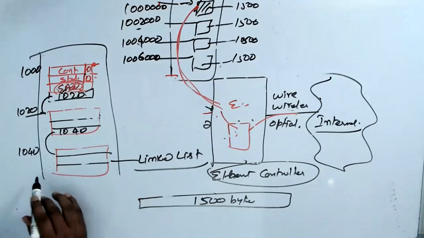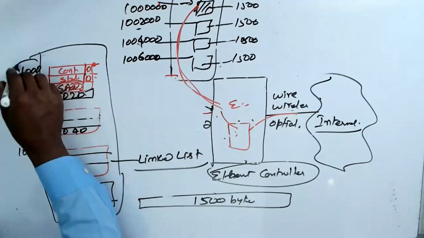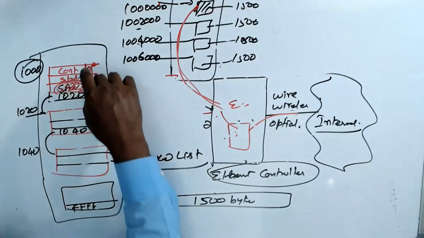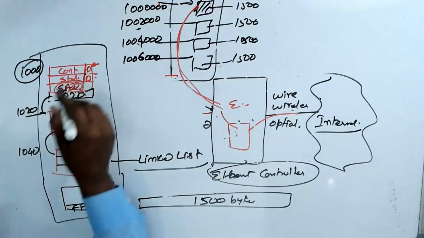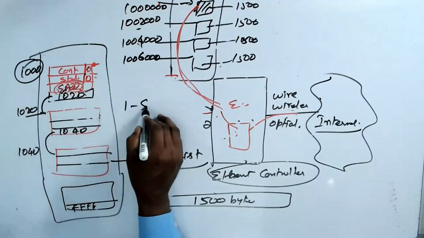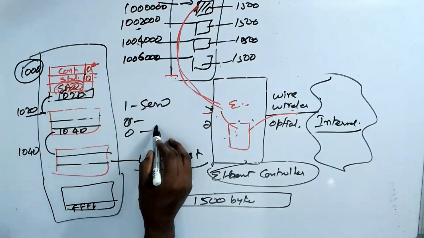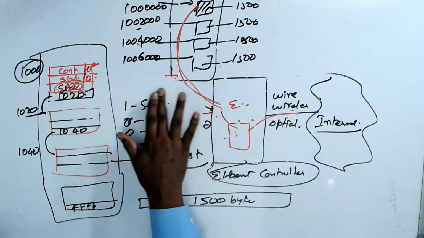Now, the beauty is that when he comes to the last one, it will be FF. Once he reads FF, he knows that this is the last one. Then he goes back to 1000 and starts again. This is all the same structure. The structure will have a control: the control bit being 1 means send, 0 means in progress. The status bit being 0 means in progress, 1 means completed. This is the way the whole thing works.